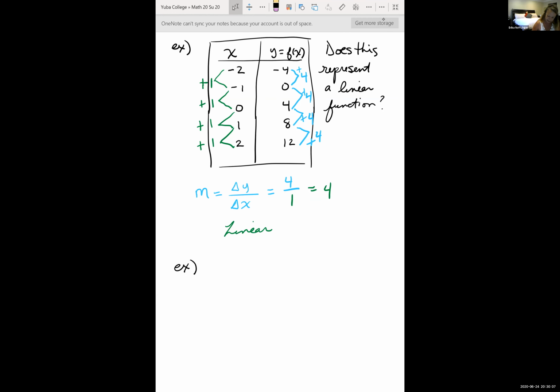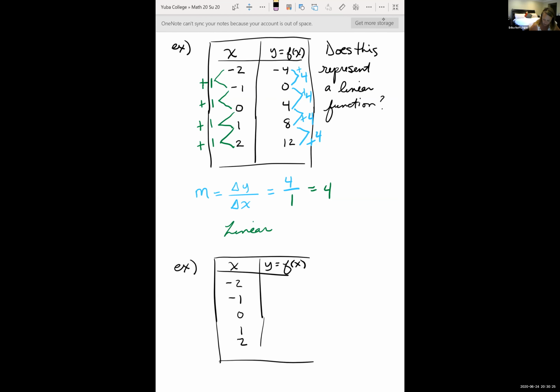What if it had been the same directions, same x values, -2, -1, 0, 1, 2. Our y values, though, all of them are 8. Does this represent a linear function?